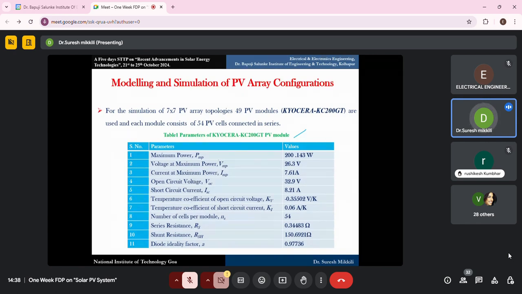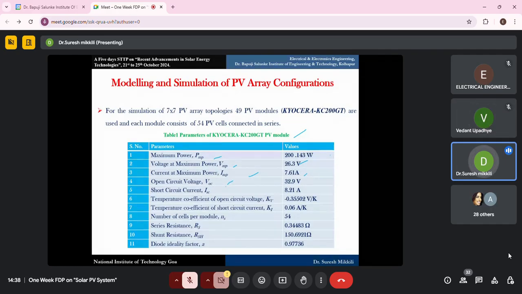On the PV panel specifications, we will have the maximum power, the voltage at maximum power point of one module, the current at maximum power point, the open circuit voltage, the short circuit current, the temperature coefficient of open circuit voltage and the temperature coefficient of short circuit current, the number of cells in series per module, the series resistance, the shunt resistance, and the diode factor. So these are all the parameters of the PV system. Whatever PV module you select will have this data.